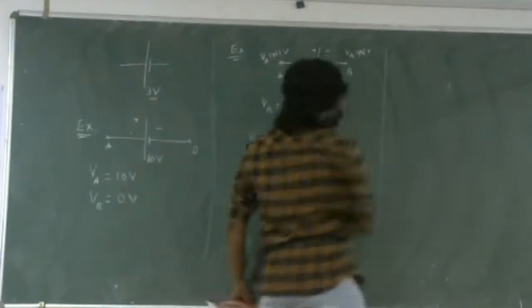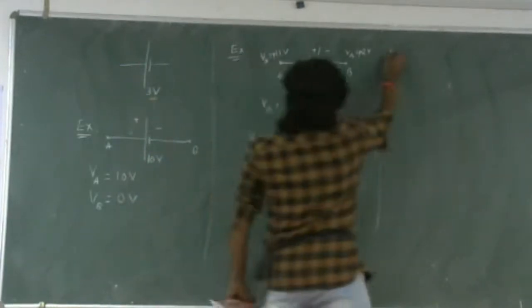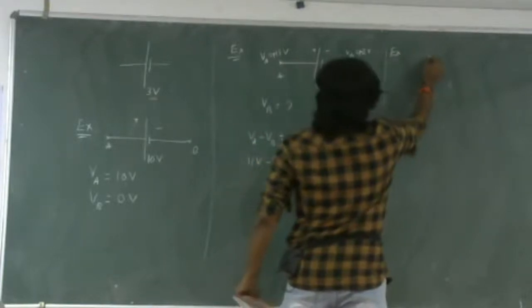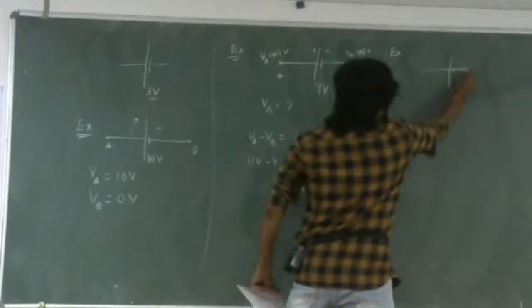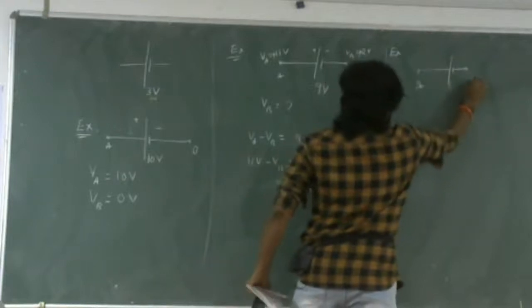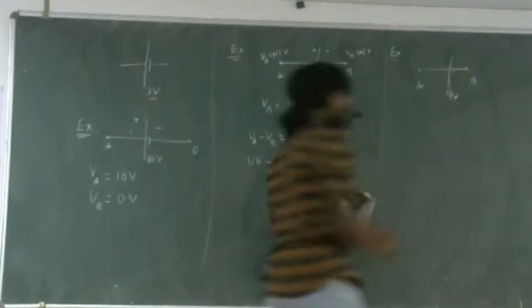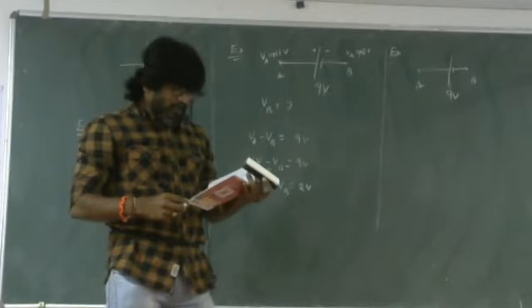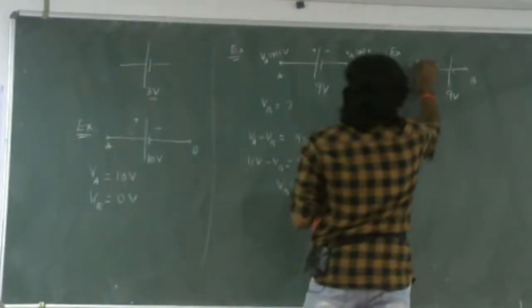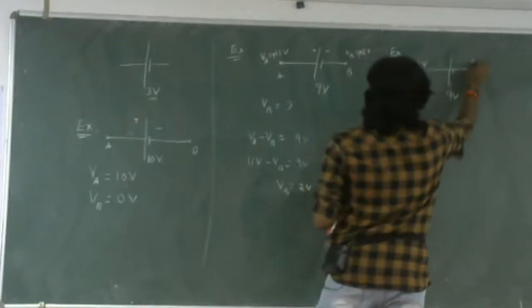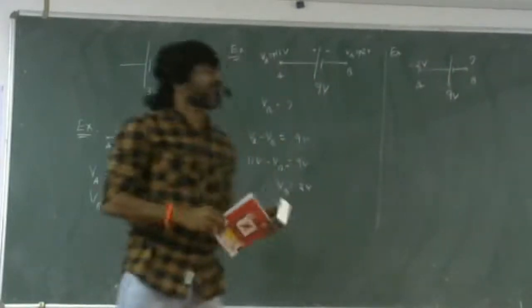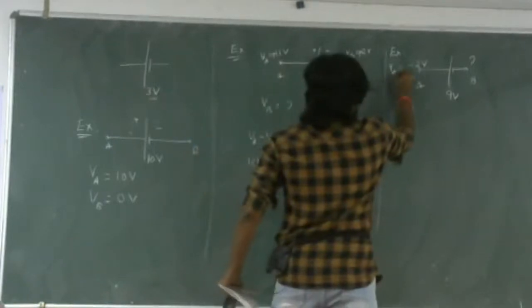Another example. Consider there is another cell with terminals A and B only. Let us consider the potential of this is the same 9 volts, and in this case, potential of A is minus 2 volts. Then what is potential of B? VA is minus 2 volts.